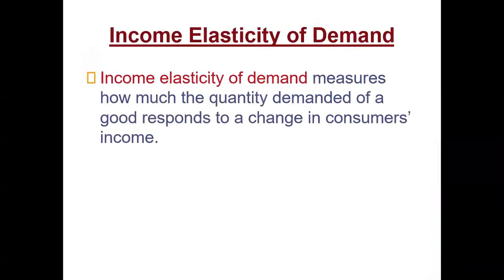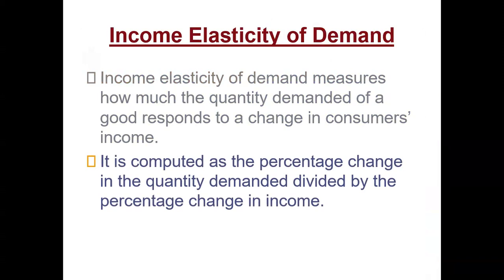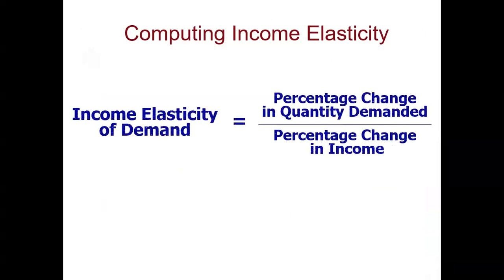Then income elasticity of demand. In a similar way, income elasticity of demand is the percentage change in the quantity demanded divided by the percentage change in income. Whereas price elasticity has percentage change in price as the denominator, income elasticity of demand is computed as the percentage change in the quantity demanded divided by the percentage change in income. Computing income elasticity of demand is similar, as I just explained in the formula: percentage change in quantity demanded by percentage change in income.